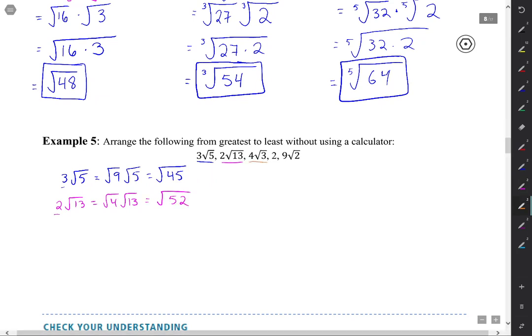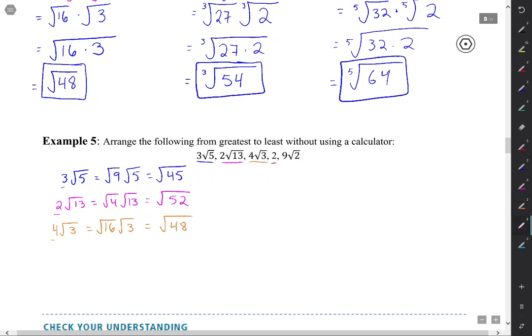Next one, we have 4 times the square root of 3. So the square root of what number would give us 4? Well, that would be 16. So the square root of 16 times the square root of 3. And if we multiply 16 times 3, we get 48.